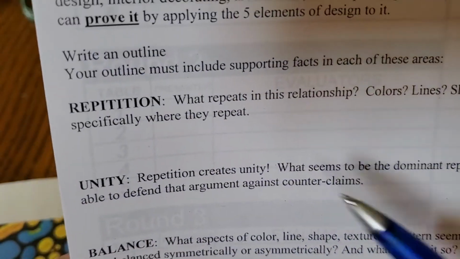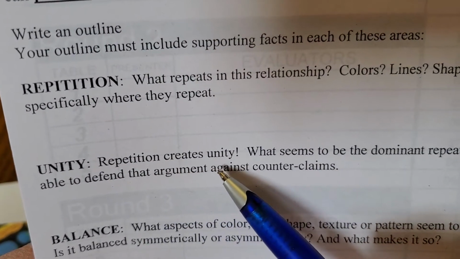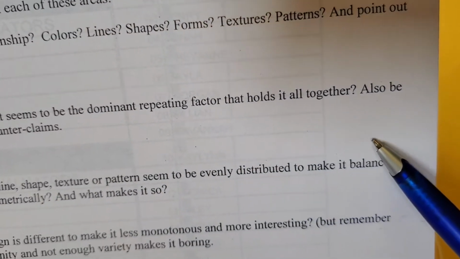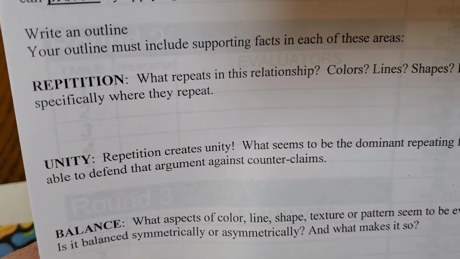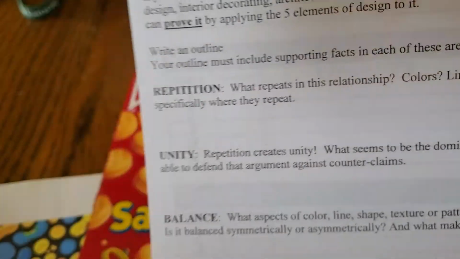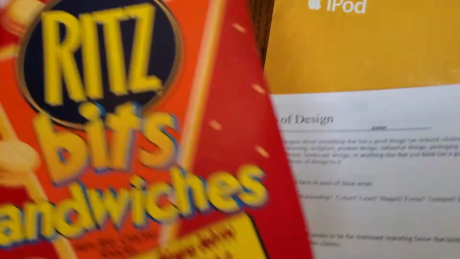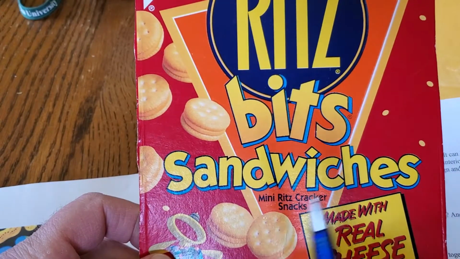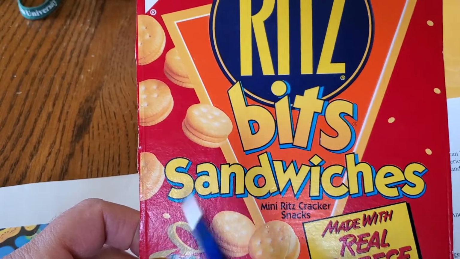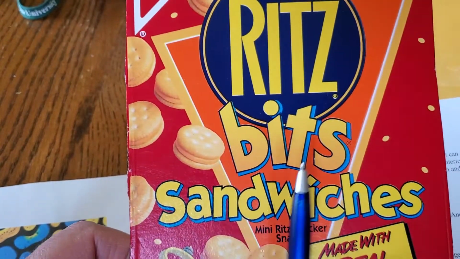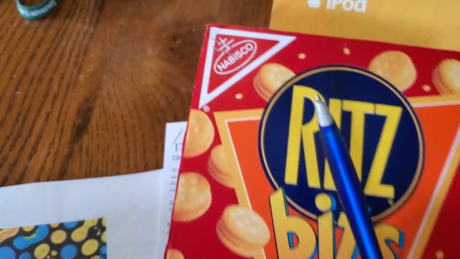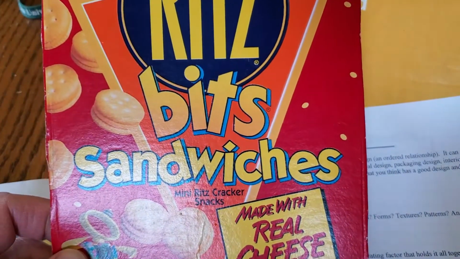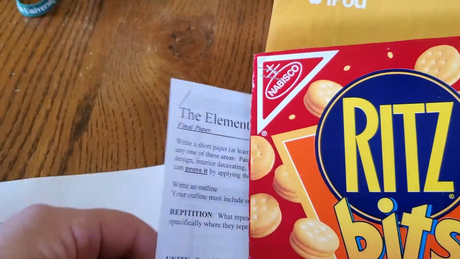Next, unity. Now, this one's a little tricky. Repetition creates unity. What seems to be the dominant repeating factor that holds it all together? Also be able to defend that argument against counterclaims. So if I was talking about this Ritz package, somebody might say, well, it's ovals. Someone else might say it's triangles. This is my claim: I think it's diagonal lines. You notice there's just diagonals everywhere. The letters are diagonal. The crackers are diagonal. The triangles are diagonal. This whole thing is dominated by diagonals. That, I think, is the overall dominant repeating factor.